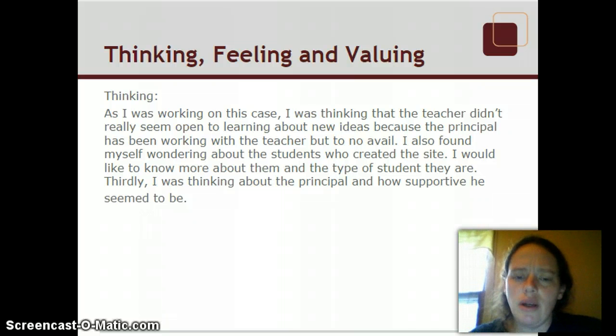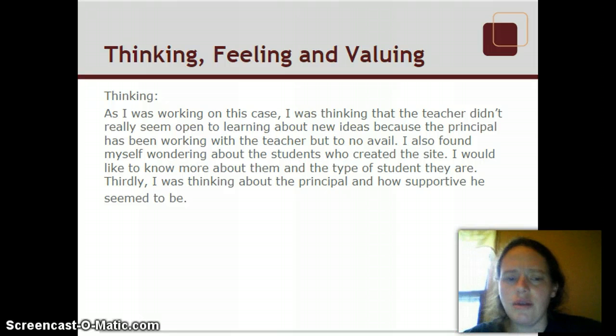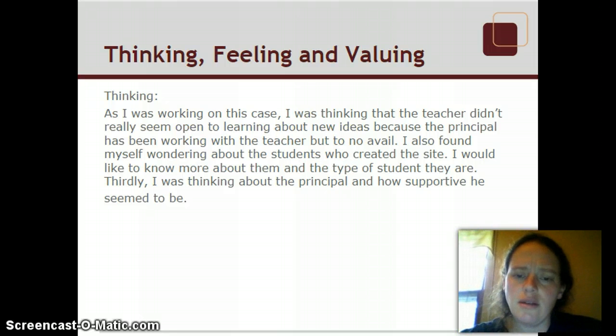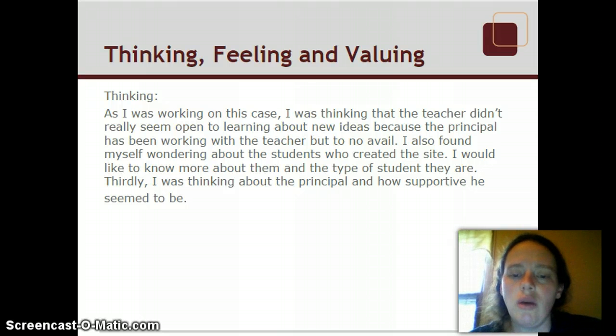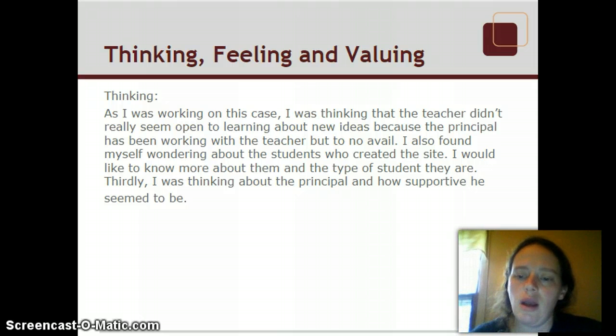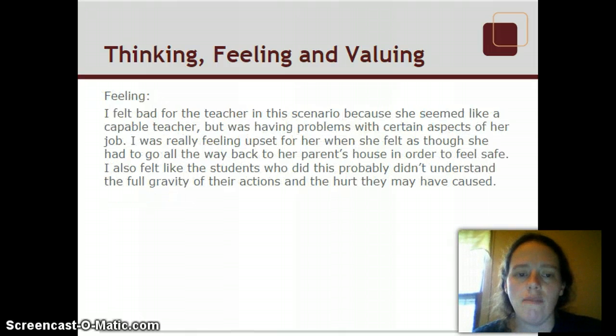Thinking, feeling, and valuing. During this case, I was thinking about lots of different things. I was thinking that maybe the teacher didn't really seem open to learning about new ideas because the principal has been working with the teacher to no avail. I also found myself wondering about the students who created the site. I wanted to know more about them and what type of student and person they were. And then thirdly, I was thinking about the principal and how supportive he seemed to be throughout this case scenario.